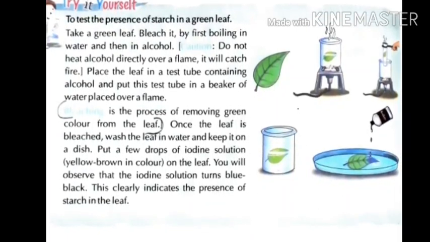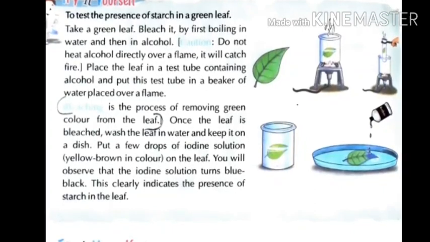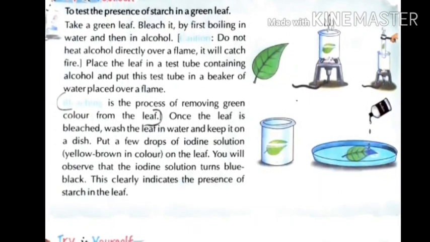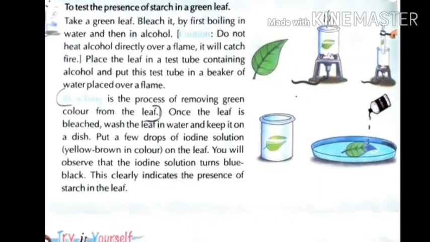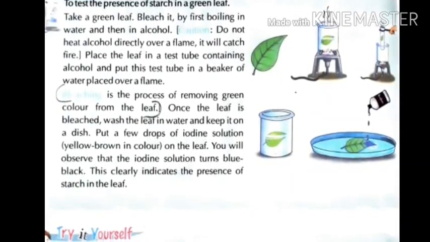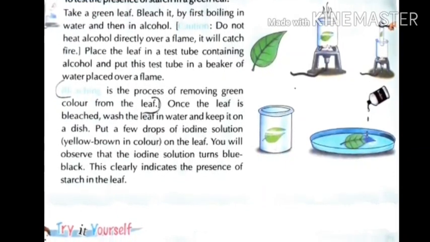We eat green leaf also. So, we say the plant stores starch in the green leaf. So how could we test that starch is present in green leaf? Take a green leaf, bleach it by first boiling in the water and then in alcohol.